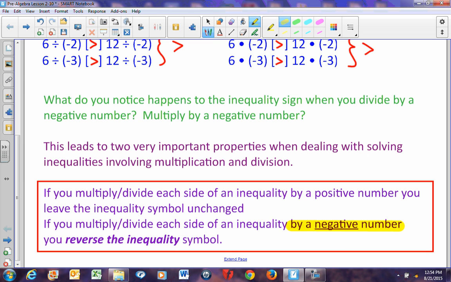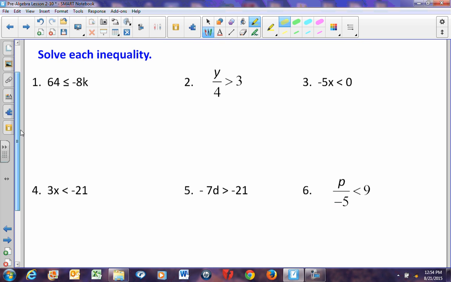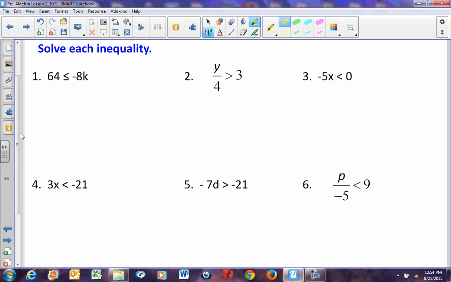All right, so let's take a look and see how we're going to apply that. Let's say we have these. We're going to solve these inequalities. 64 is less than or equal to negative 8k. To solve for k, I'm going to divide both sides by negative 8. Divide the left side, divide the right side. Since I divided by a negative number, my inequality sign must switch now. Because I divided by a negative number.